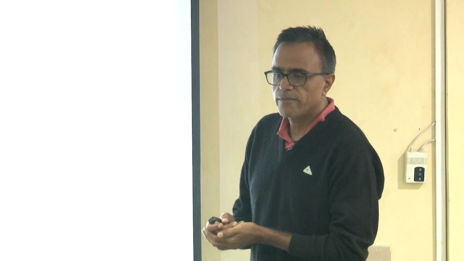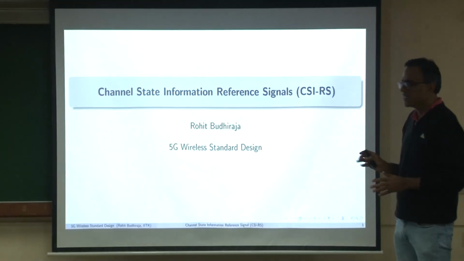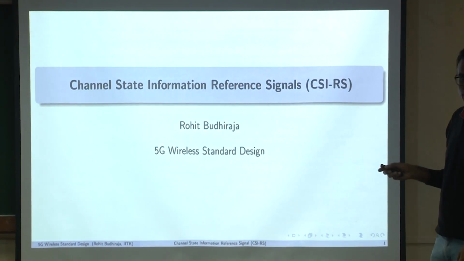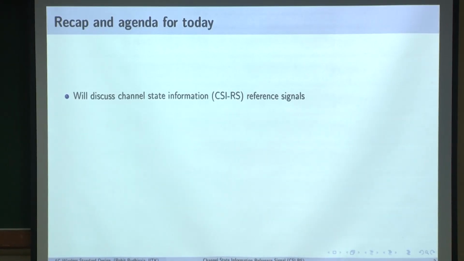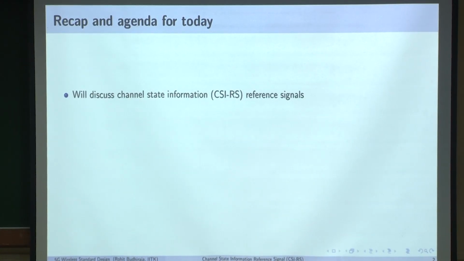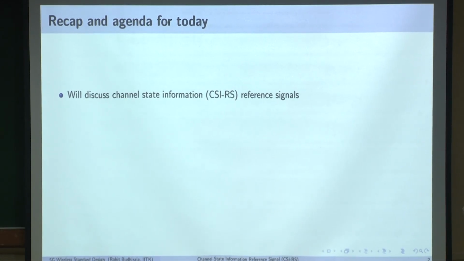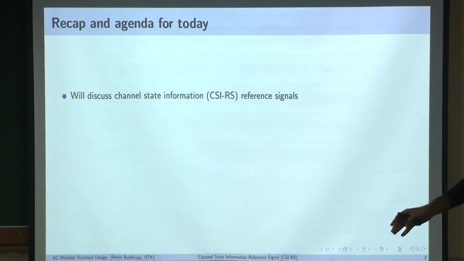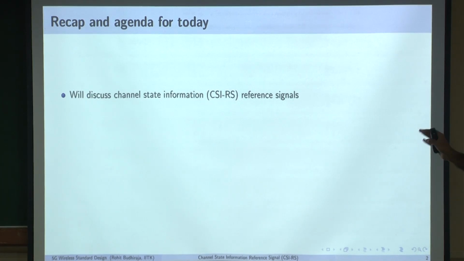Okay, welcome to the class, and having discussed DMRS and SRS, we are going to discuss CSI-RS. We have seen only one of its uses, so we will discuss another use also, and it will tell us why it is defined the way it is. So, this is our subject of discussion, CSI-RS, channel state information reference signals.